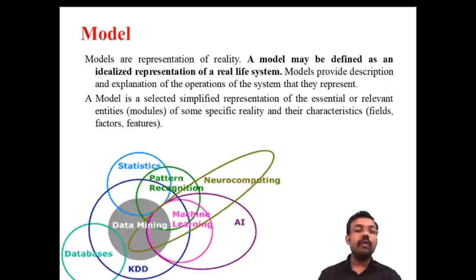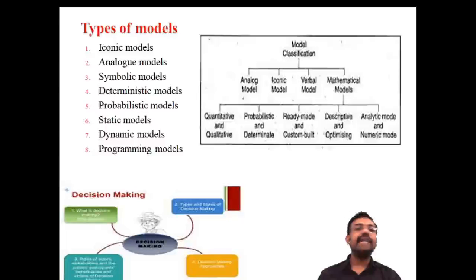From the model point of view, we are discussing the different types of model: the iconic model, the analog model with analog characteristics, the symbolic model, and fourth, the deterministic and probabilistic, static, dynamic, and programming models. What is the deterministic model, the probabilistic model, the static model, the dynamic model, and the programming model?